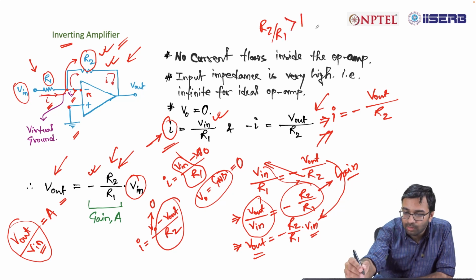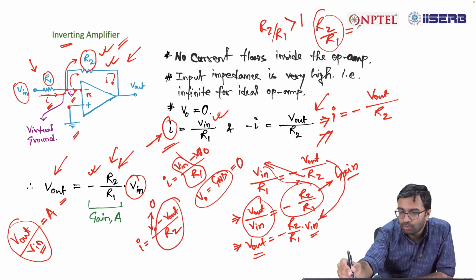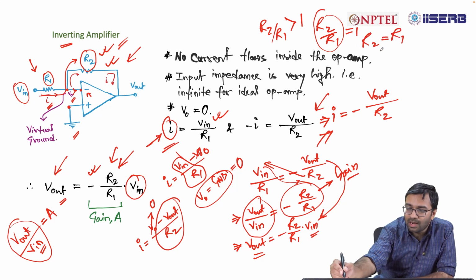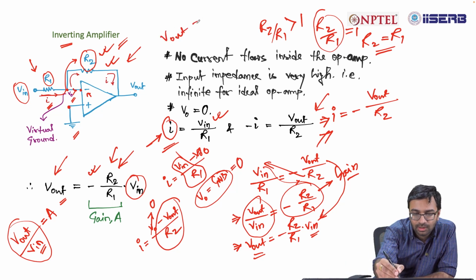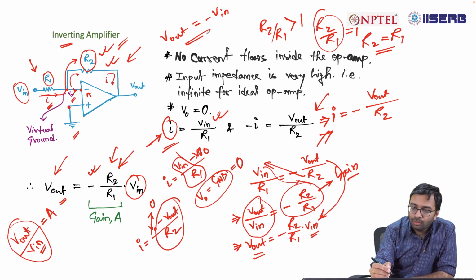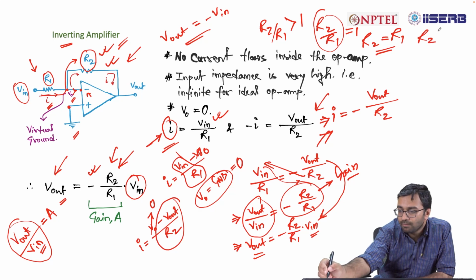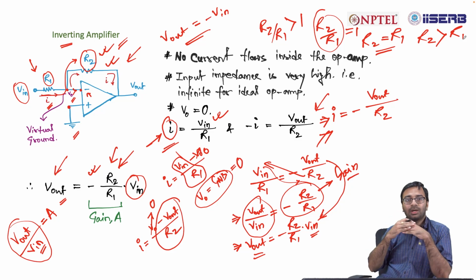If it is equal to 1, then there is no amplification, only inversion. And this will be equal to 1 when R2 is equal to R1. So if R2 is equal to R1, there will be no amplification. Your V out is equal to minus V in, that is, it is only inverting. Now in order to make R2 by R1 greater than 1, your R2 should be greater than R1. Then only you will get amplification, meaning your input will be amplified.